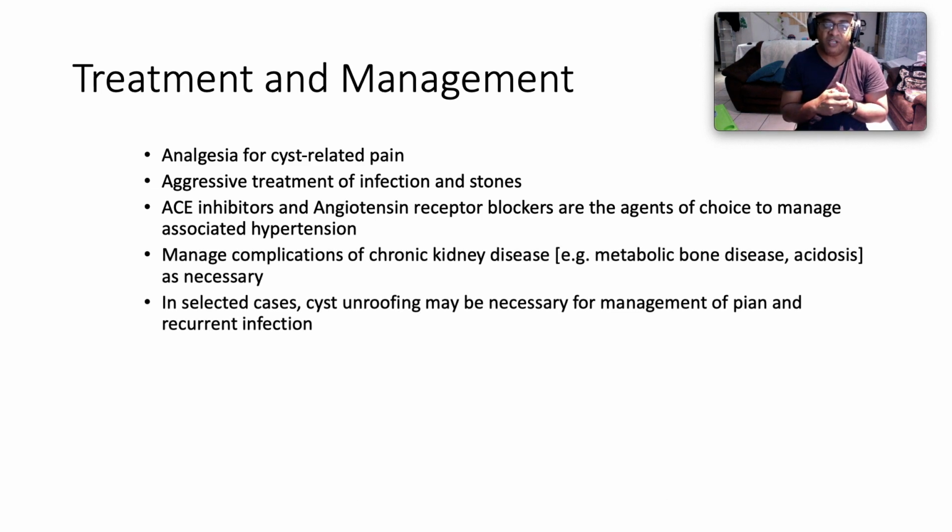You want to manage the complications of chronic kidney disease, for example, metabolic bone disease, acidosis. As we know, there's a whole variety, a whole truckload of complications of chronic kidney disease. To mention a few, you have issues with volume overload, acidosis, neurological sequelae in the way of peripheral neuropathy, anemia on the basis of diminished erythropoietin production, uremia, and the attendant problems with uremia. You may even have hematological issues. You may have bone mineral disease. You may have malnutrition. You may have dermatological issues as well. In selected cases, cyst unroofing may be necessary for management of pain and recurrent infection.